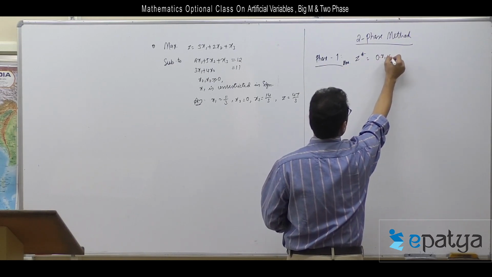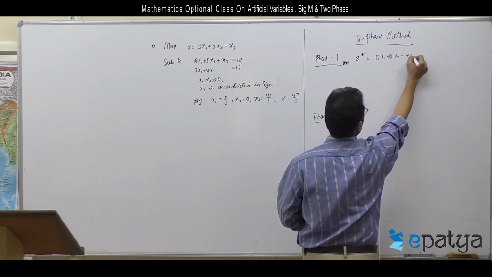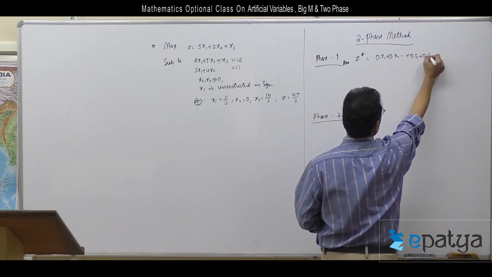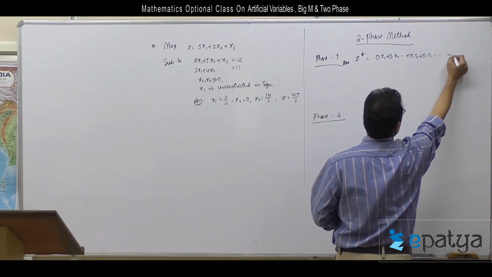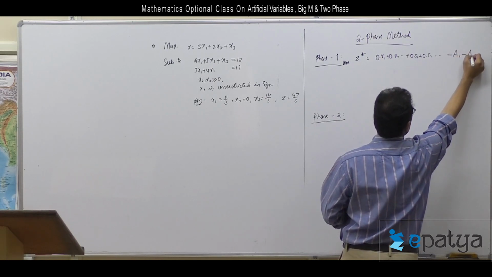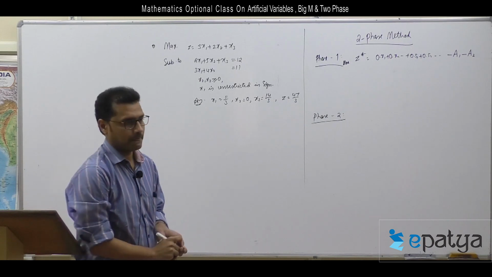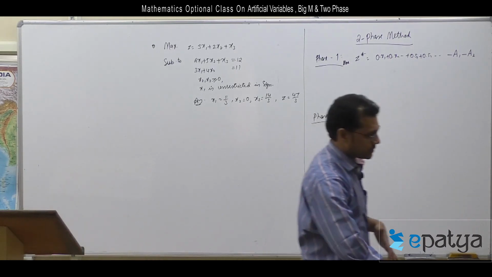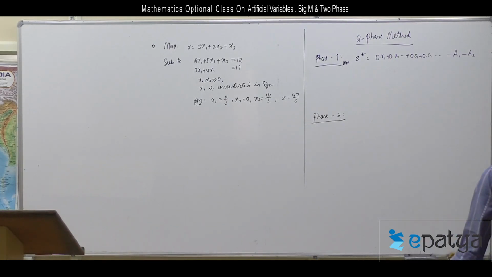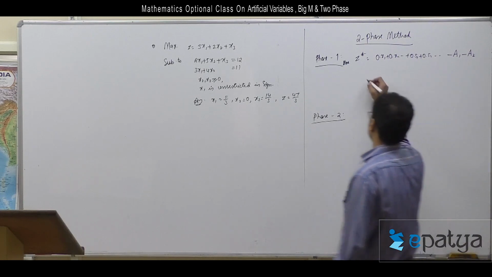0 times of x1, 0 times of x2, so and so, plus 0 times of s1, plus 0 times of s2, so and so, minus a1 or minus a2, whatever number of artificial variables that exist. So phase 1, what we do is, we assign 0 cost to all the variables except artificial variables, for which we assign -1 cost. So apply simplex method.